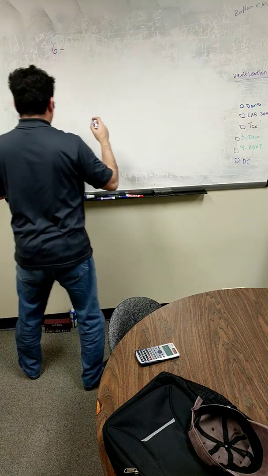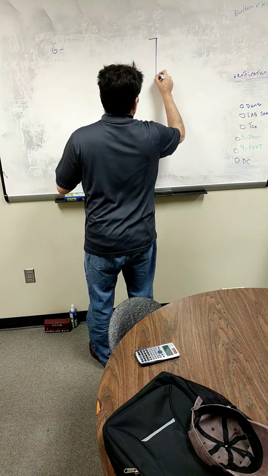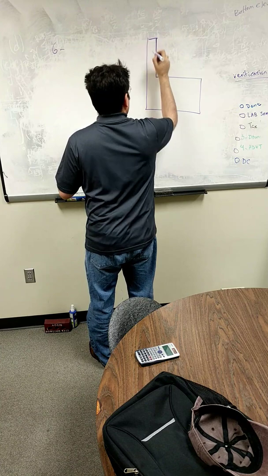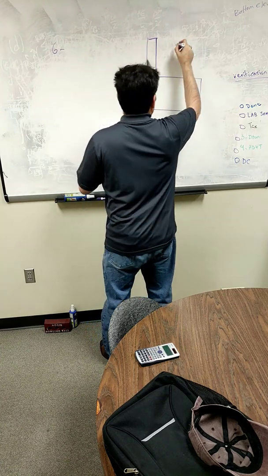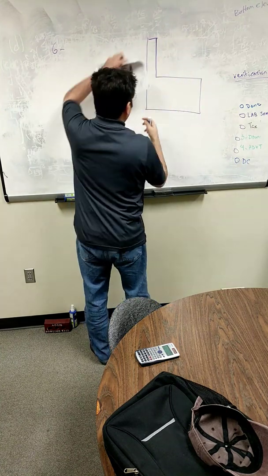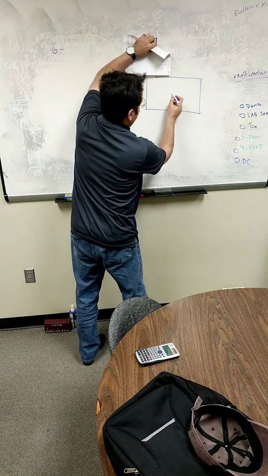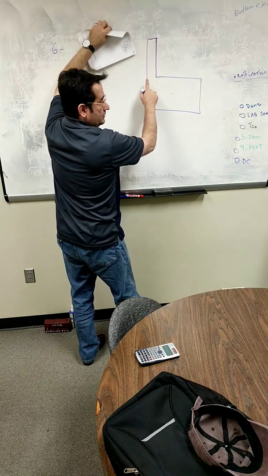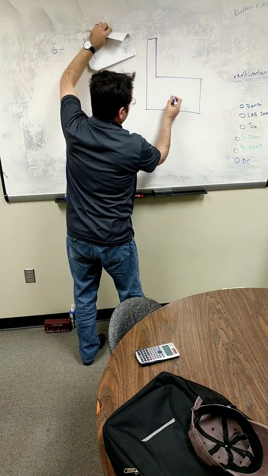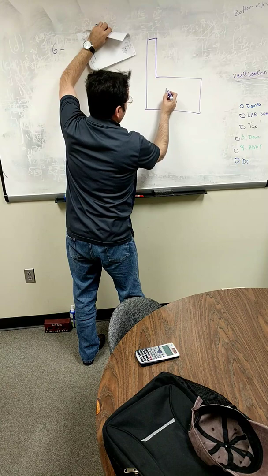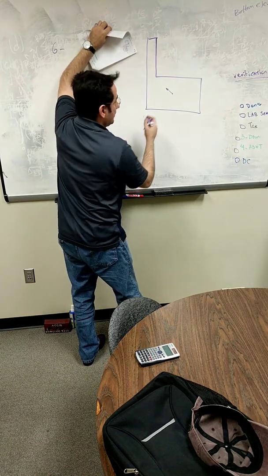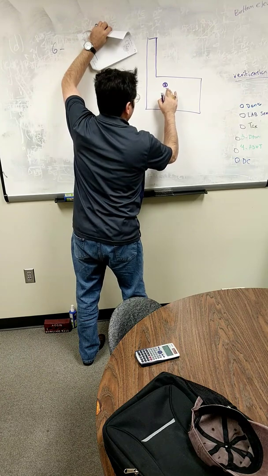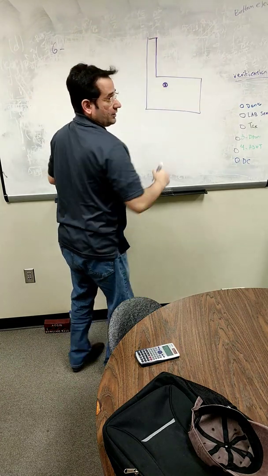Question number 6. You have a geometry like that, and it's asking to find the centroid. If I don't have this part, the centroid is exactly in the middle, right? But with that appendage, my centroid will shift a little bit toward that added area. So the centroid will be somewhere here. That's the centroid of the entire shaded area.